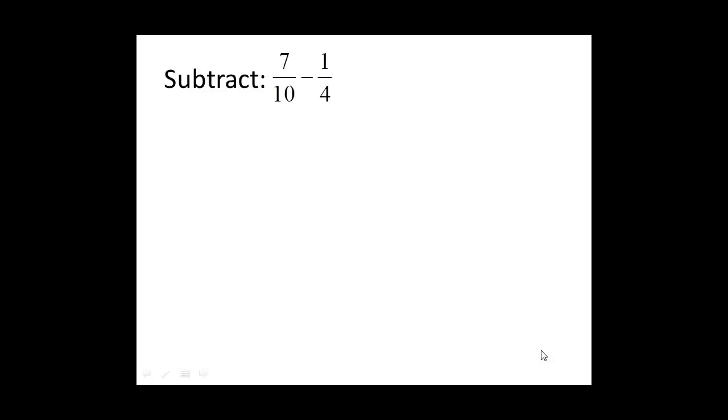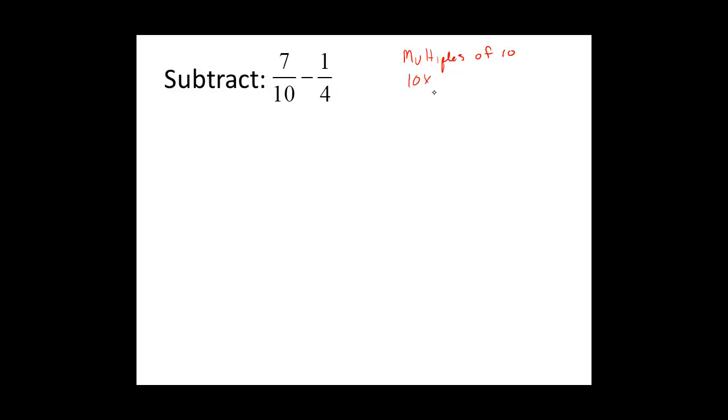Subtract 7/10 minus 1/4. We need to find a common denominator. We need to find the least common multiple of 10 and 4. Let's do this by listing the multiples of 10.